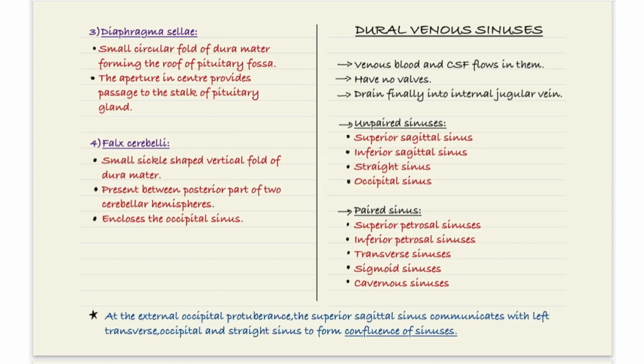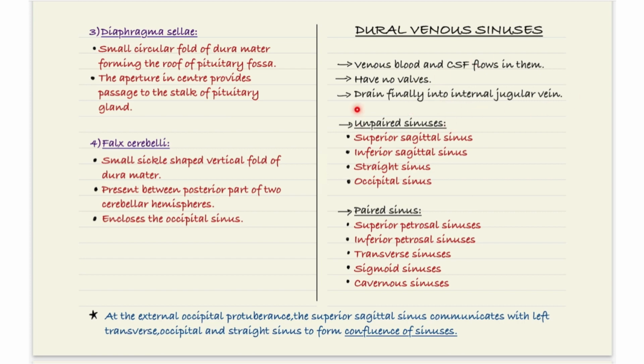Talking about details of dural venous sinuses. Venous blood and CSF flow in them. So in these sinuses we find venous blood and the CSF. They have no valves and drain finally into the internal jugular vein.